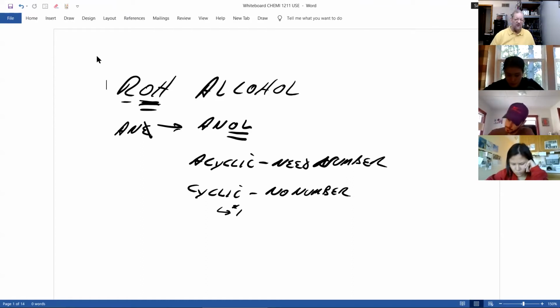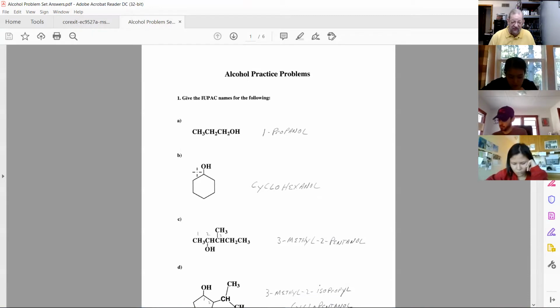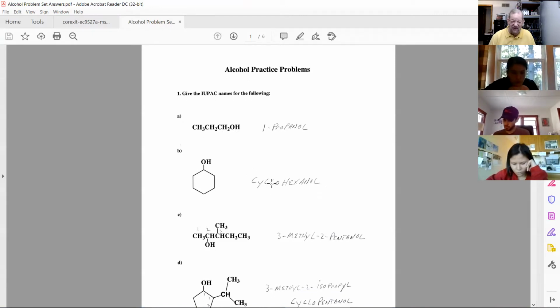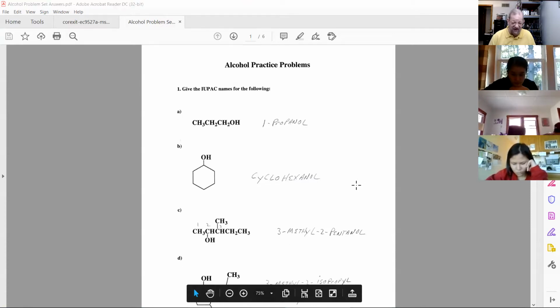All right, let's go look and see if I did them right. And also if you haven't. So we have this compound, hydroxyl group on a carbon, longest chain, 3 carbons, propane, drop the E, add OL. And notice the hydroxyl group. This is something students forget. You need a number of what carbon it's on, even if it's on the number one. That'd be 1-propanol. Ring with a hydroxyl group, cyclohexane, drop the E, add OL, cyclohexanol.